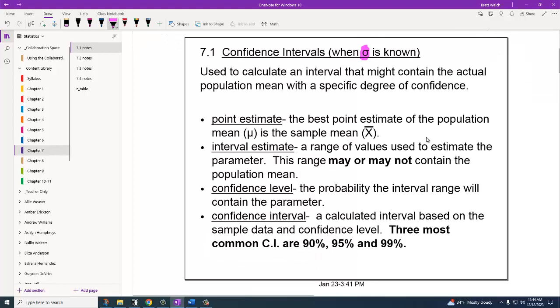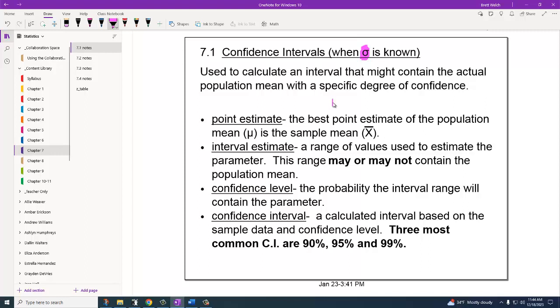There's what's called a point estimate, and the best point estimate for the population mean is the sample mean. So if I take a sample of 45 people, I get the average from that 45, I can say that's going to be pretty close to the mean for the population, not just the sample. But I also recognize I could be off. Maybe my sample is biased. And so when I create an interval estimate, it's a range of values around that sample mean. It's possible that the actual mean for the population is inside that range. It's also possible that it's not.